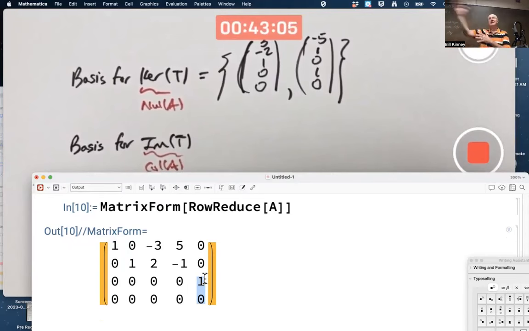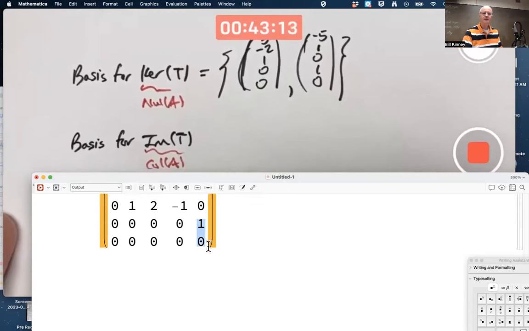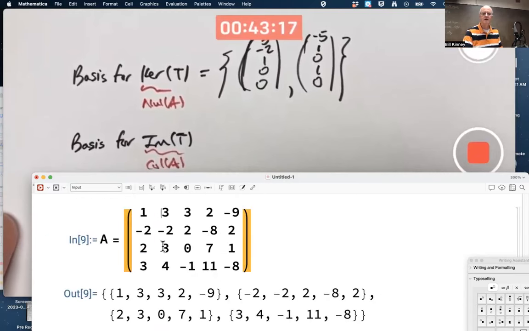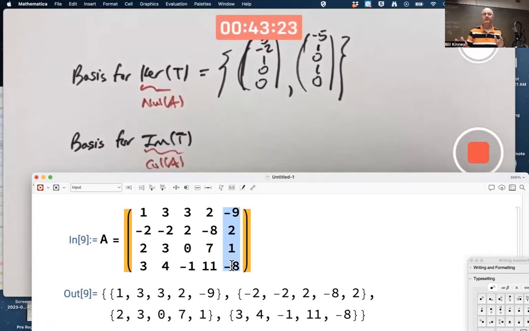Those same columns in the original matrix form a basis for the image. So look at the first, second, and fifth columns in the original matrix. Those will form a basis for the image. Is it the only basis? No. There's infinitely many others. Is it the only basis I could get from the matrix A? Not necessarily. It's possible the first 3 columns could also be a basis.